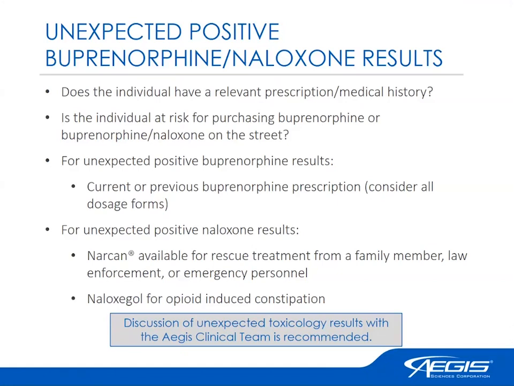This drug slowly dissociates from opioid receptors, which can offer an extended high for non-opioid dependent users, and it can also help mitigate withdrawal symptoms for those that misuse opioids. So that's a question as well, if the patient is at risk for purchasing these products on the street. Has the patient received an emergency naloxone treatment, if you're looking at an unexpected positive naloxone result? Are they prescribed naloxegol for opioid-induced constipation? Movantik is the brand name for that medication.